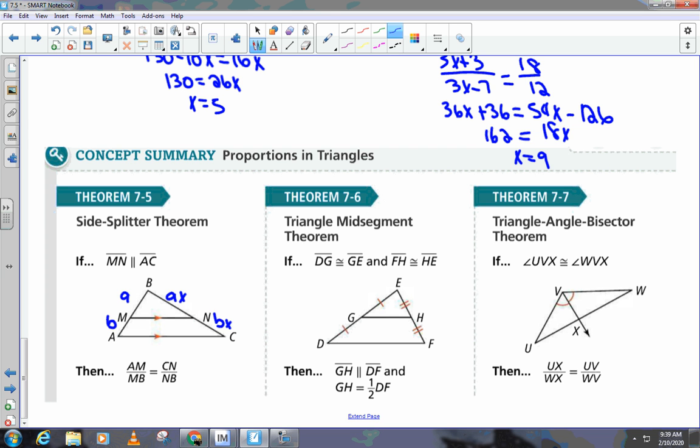Then we talk about the midsegment. The midsegment connects the midpoints of the 2 sides. It's parallel to the third side, and it's half the length of the third side. So if GH is 10, what's DF? 20. Then we did the triangle angle bisector theorem. You see this is an angle bisector, and it breaks the opposite side into a ratio that's the same as the other 2 sides.